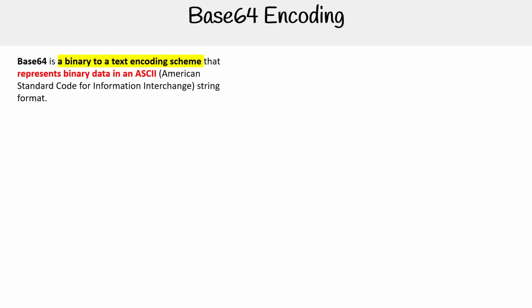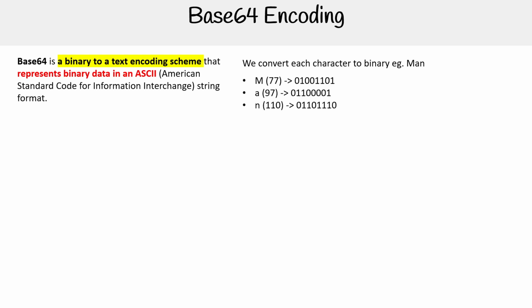Base64 is a binary to text encoding scheme that represents binary data generally as ASCII. Could you have a different encoding? Absolutely, but we're just going to stick with ASCII here. So imagine we have the word man, and we're going to convert this to Base64. We're going to represent all of the letters as their binary equivalents.